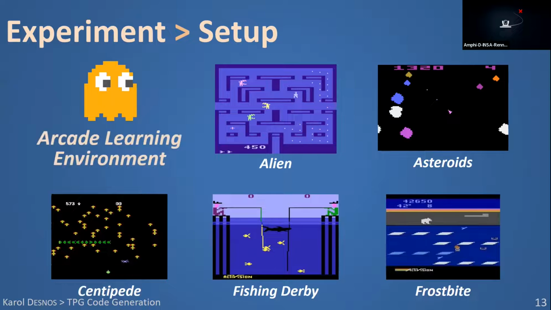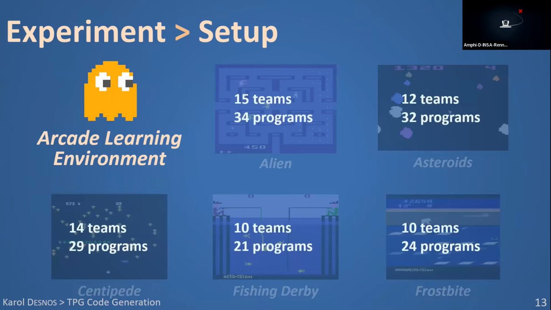We have tested this code generation on the Arcade Learning Environment, which is a set of Atari video games. So we have tested our code generation on 5 different games: Alien, Asteroids, Centipede, Fishing Derby, and Frostbite. And these games are interesting because they have quite different complexity. So here I am showing just the average number of teams and programs in the TPGs that we have trained. There is actually a lot of variance in this number. These are the averages, but the variances that you can find in the paper are quite high. So you have very diverse graphs in this learning environment.